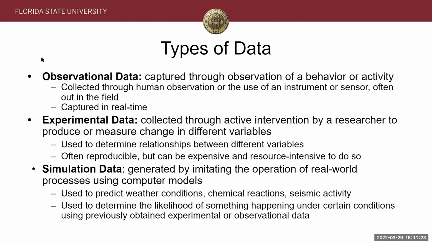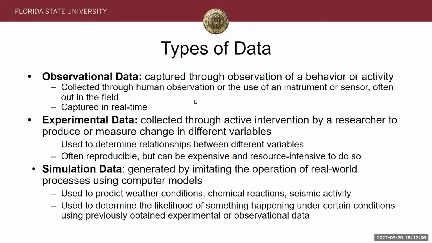And then sort of going off of both of those, you have simulation data, which is generated using computer models. This is done by imitating the operation of real world processes, often processes that have been collected through observational or experimental data and used to predict certain results, such as weather conditions, seismic activity, etc. And it's good to determine the likelihood of something happening under conditions that may not necessarily be feasible for one reason or another to collect experimental or observational data.